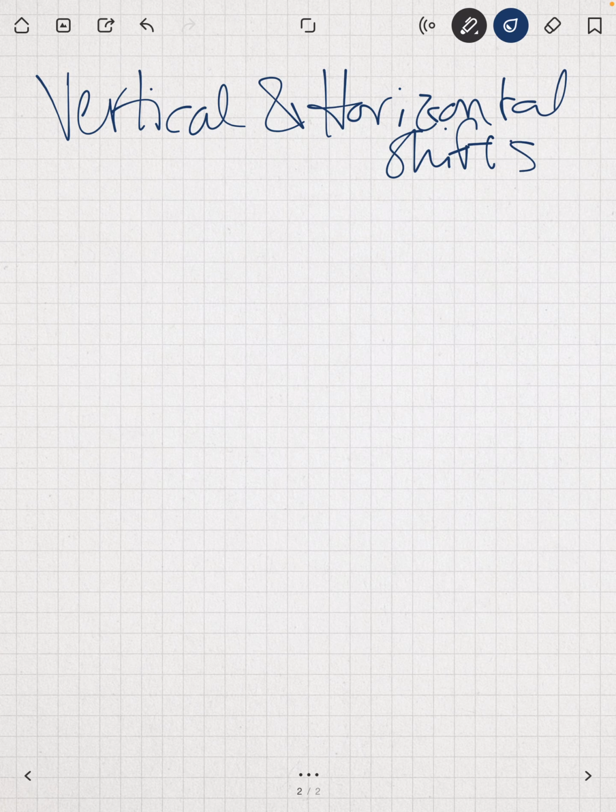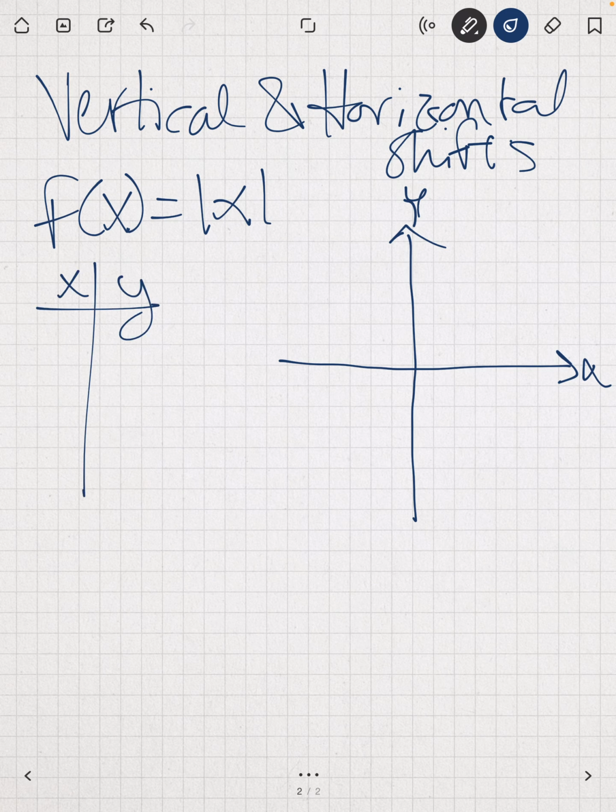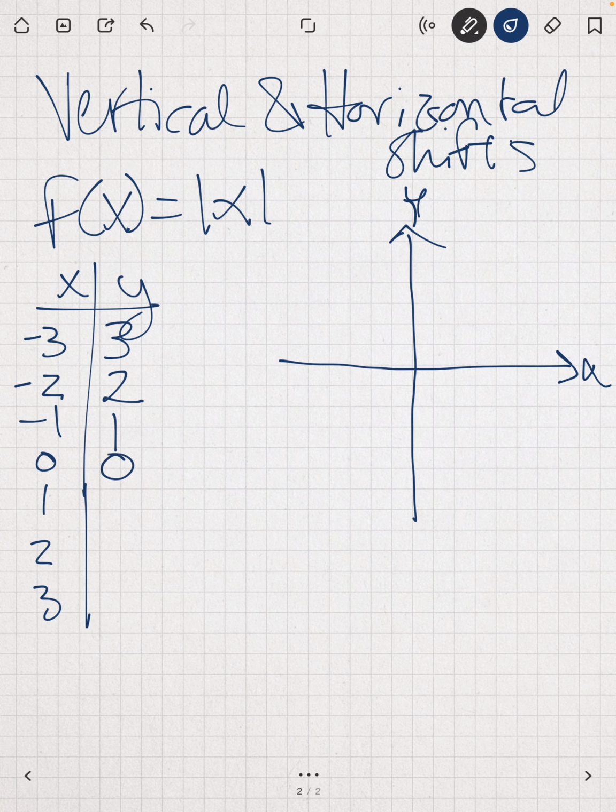Consider a base function f of x equals the absolute value of x. Let me go ahead and draw a coordinate grid. We have our x and our y, and we'll make a table, x, y, going from -3 all the way up to 3. The absolute value of -3 is 3. The absolute value of -2 is 2. The absolute value of -1 is 1. The absolute value of 0 is 0. And the absolute value of positive numbers are just those numbers.